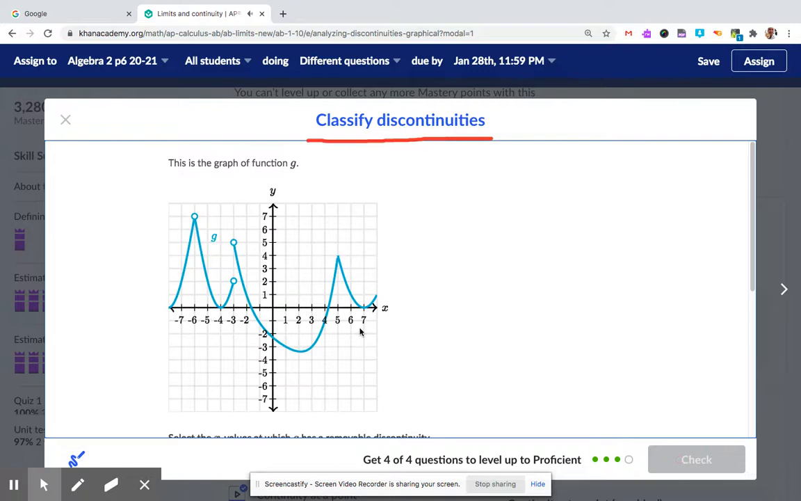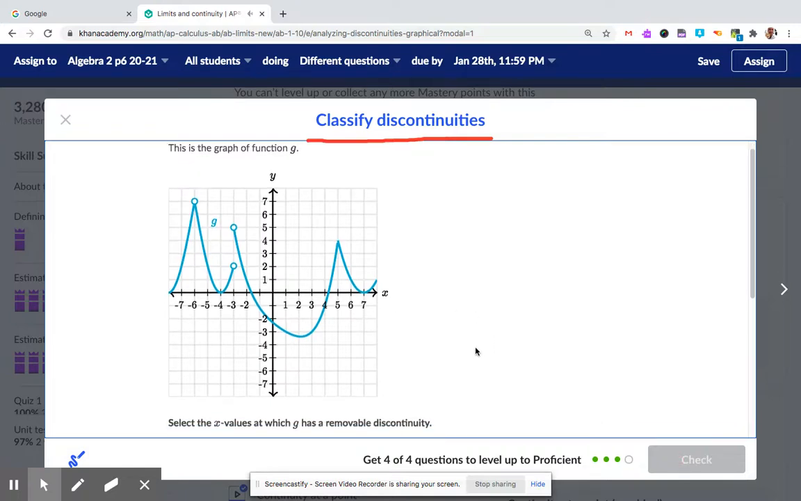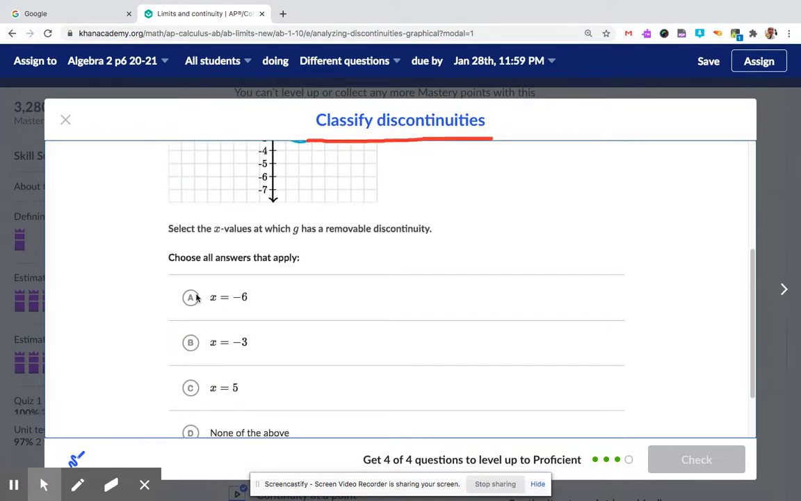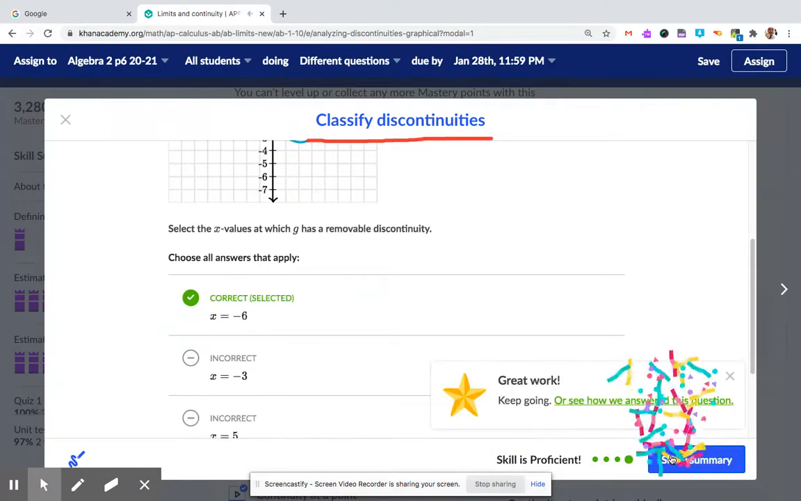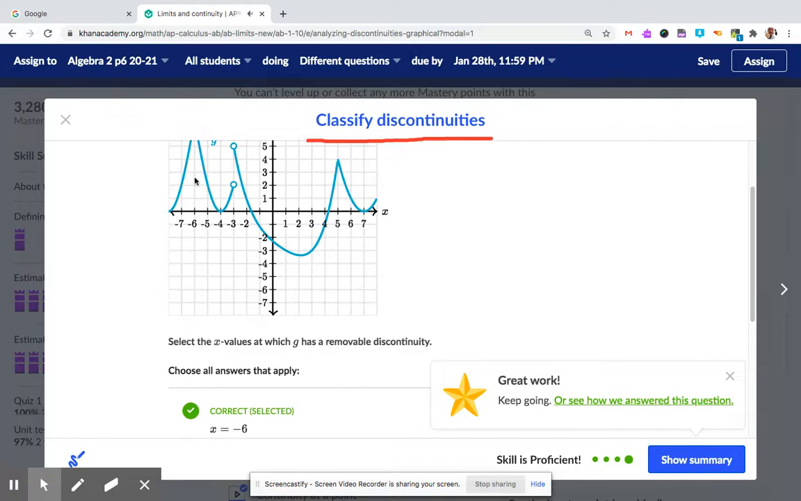Last one, and let's see if it's any different. It's a removable discontinuity. It looks like I only have one removable discontinuity at x equals -6. There's a jump and there's a cusp. Let's see at -6 if we're okay with that. And that's all we need. It has to have that little hole there, right?